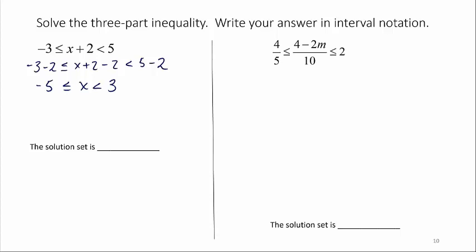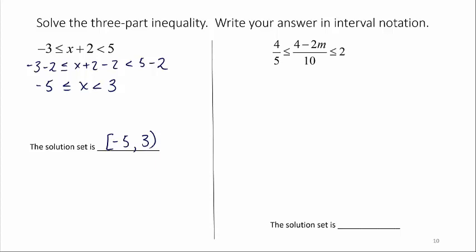Now, with a three-part inequality, it's not needed to do anything on a number line to see what you've got, right? Because we can see easily that x is between -5 and 3, and the solution set is -5 to 3. I'm including -5, so I'm using a closed bracket there, and I'm not including 3, so I'm using an open bracket there. Okay, so that's the basic idea. So let's do a harder one.